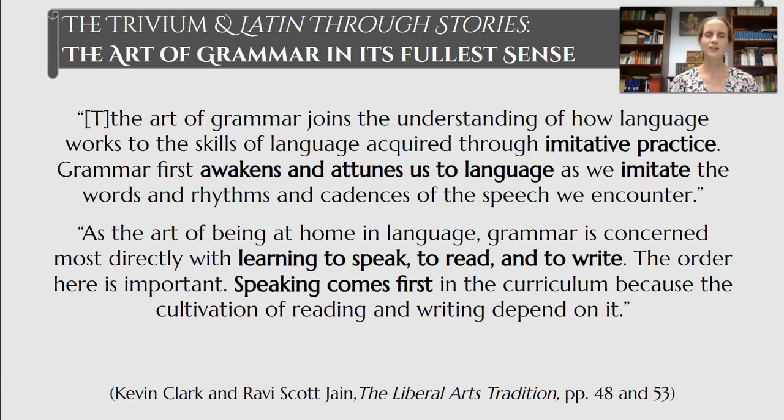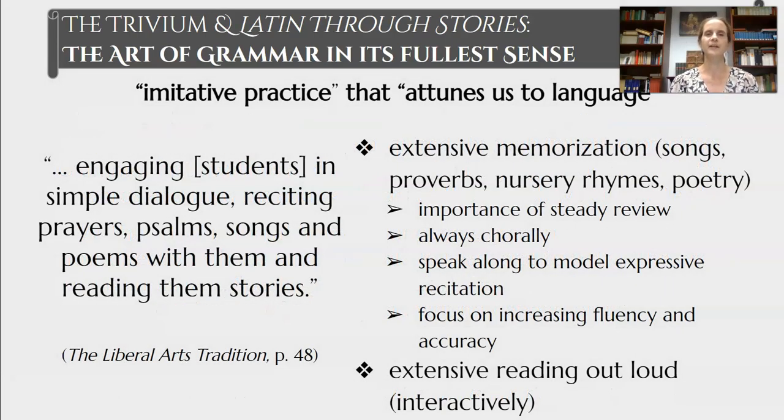So this is not imitation as in mindless, repeat-after-me type repetition. Becoming attuned to language and learning to be at home in language means that we create a mental representation of the structures of that language. And we help students do that by exposing them to the language extensively and, of course, in age-appropriate ways. So what might this look like in the classroom? For the earliest levels, Clark and Jane suggest things like engaging students in dialogue, reciting various songs, and reading them stories. And that's really what all of the elements in Latin Through Stories attempt to do.